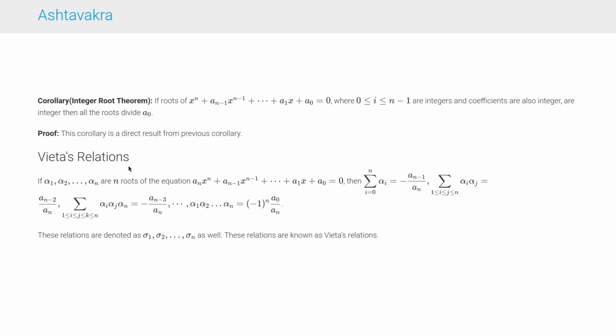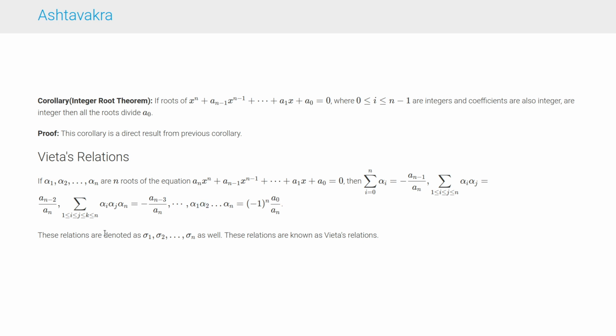Next up is Vieta's relations. Vieta's relations say that if alpha_1, alpha_2 and so on up to alpha_n are the n roots of the equation a_n x^n + a_(n-1) x^(n-1) + and so on + a_1 x + a_0 = 0, then the sum of alpha_i is equal to minus a_(n-1) by a_n; the sum over 1 less than or equal to i less than j less than or equal to n of alpha_i alpha_j is equal to a_(n-2) by a_n; the sum over 1 less than i less than j less than k less than or equal to n of alpha_i alpha_j alpha_k is equal to minus a_(n-3) by a_n, and so on; and the product of all the roots would be (-1)^n a_0 by a_n.